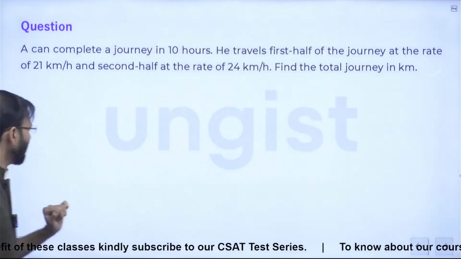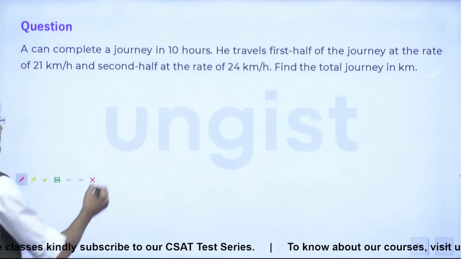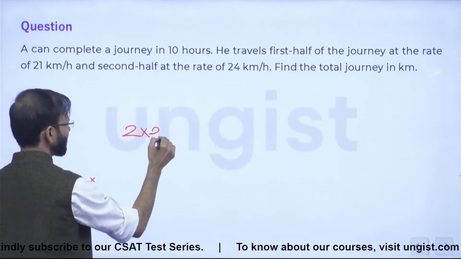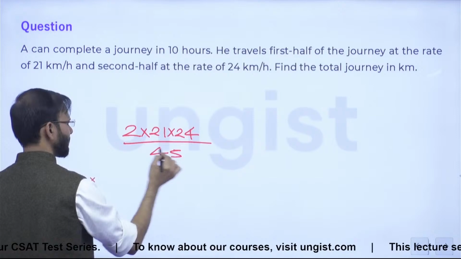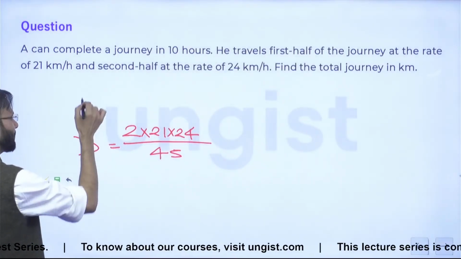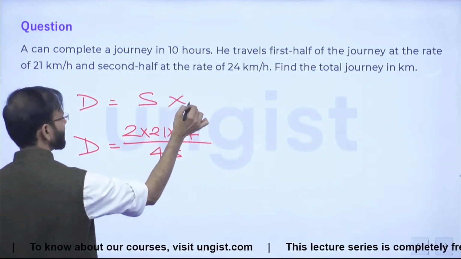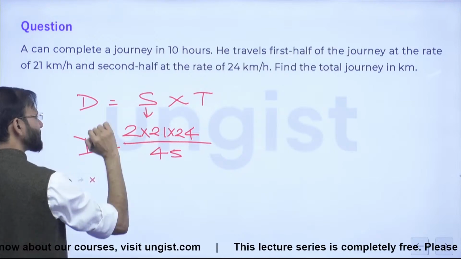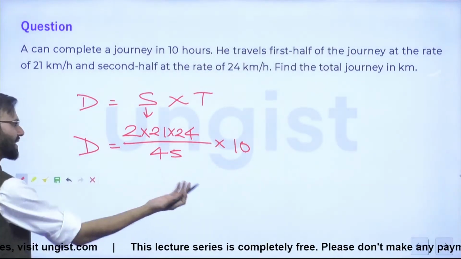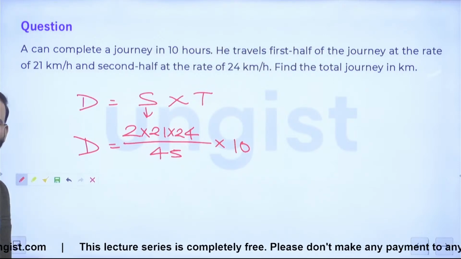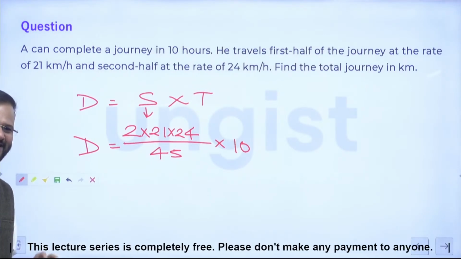So everybody, the average speed will be what? 2ab upon a plus b. This is 45. Distance is what? Speed into time. Speed will be the average speed. Time is already given. That's it. This is the answer, guys.